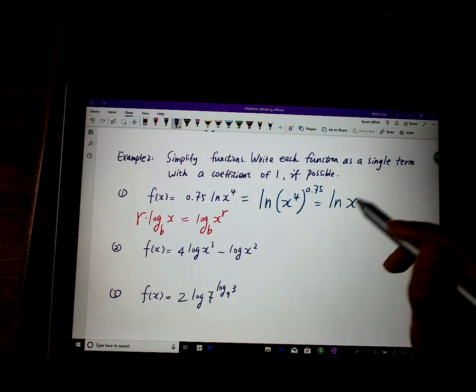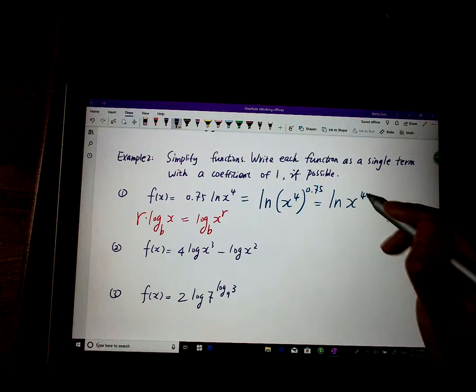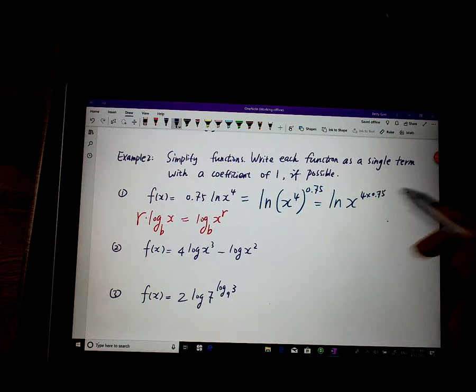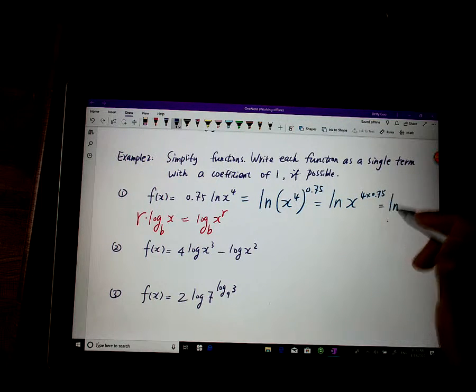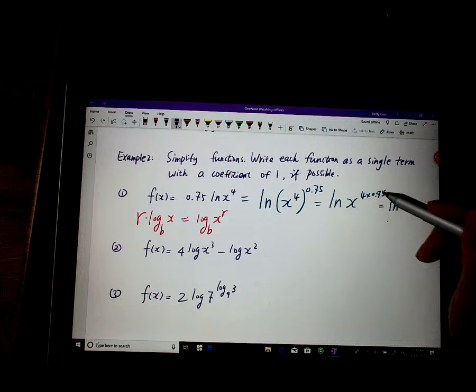By the power rule for exponents, which you learned from algebra 1 and algebra 2, we're going to keep the base x and multiply 4 and 0.75. With a calculator, multiply 4 by 0.75, you have 3. So you end up with the natural logarithm of x to the power of 3 after you simplify this function.